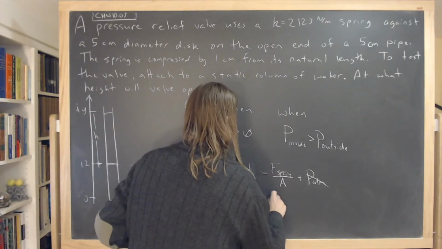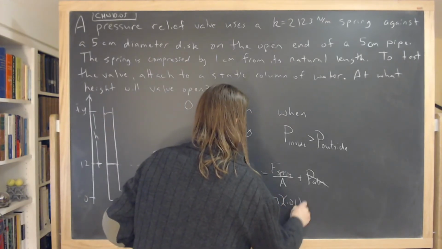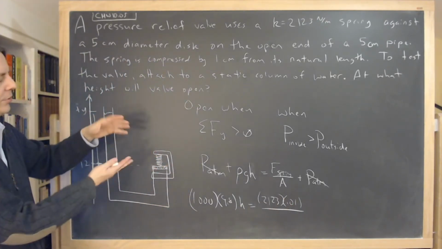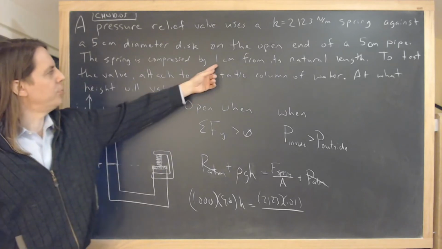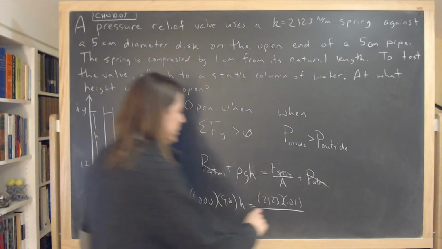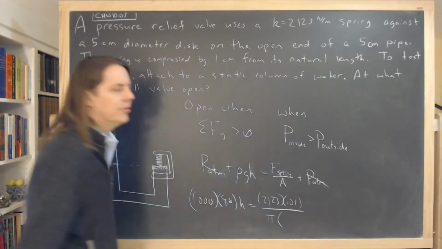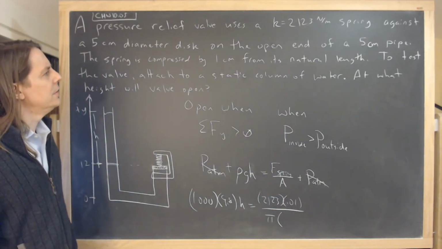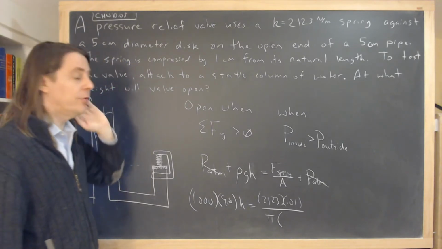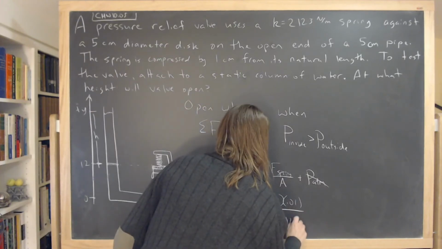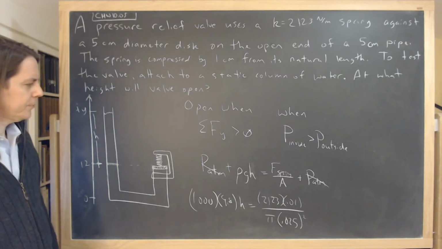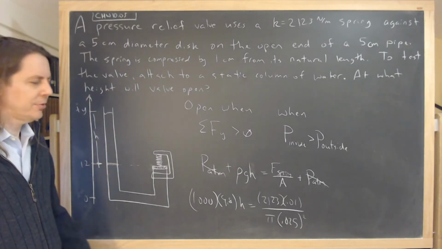So it's 2123.01 K delta Y, or whatever the deflection of the spring. That 0.01 is that 1 centimeter. And then the area of the disc is pi, everything in MKS here, 5 centimeter diameter, right? So 0.025 is the radius. That's it, because we took away the atmospheric pressure.